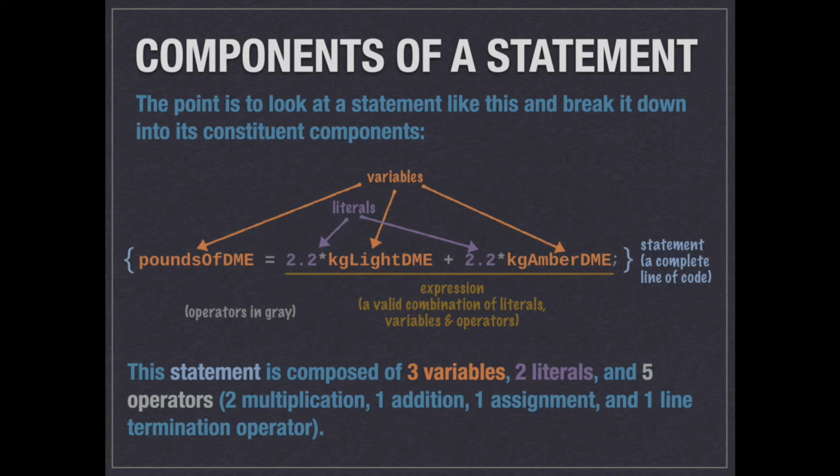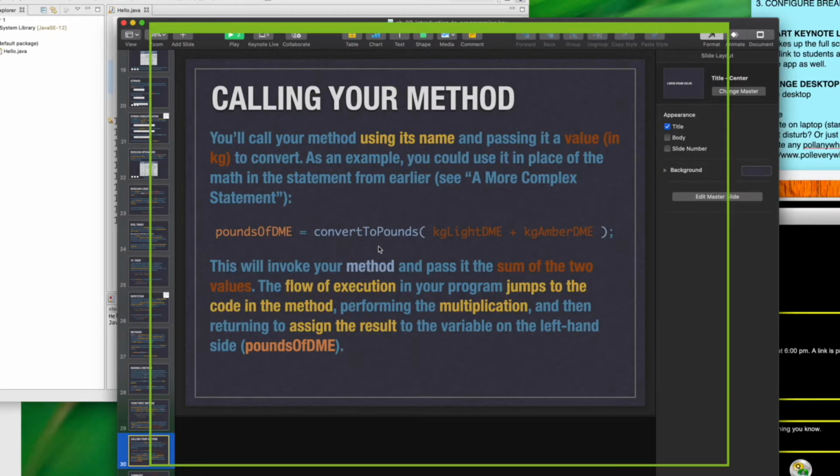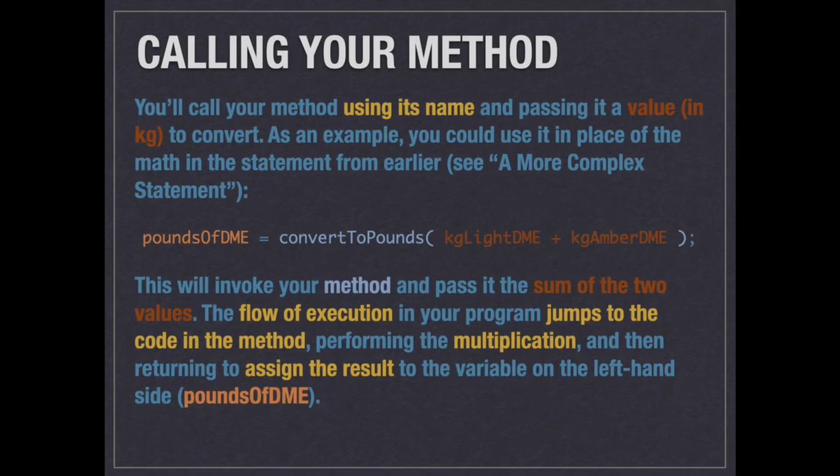If you wanted to use this new convertToPounds method instead of actually doing the math yourself, it would look something like this. You call convertToPounds, you send it the values in kilograms that you need to convert. Here I'm adding them together to get a total kilograms, and it will do the conversion, that is multiply by 2.205, and then send that decimal result back and store it in this variable pounds of DME. Again, we have an entire chapter set up to look at creating your own methods, what the syntax variations are and the design ideas to make it useful.